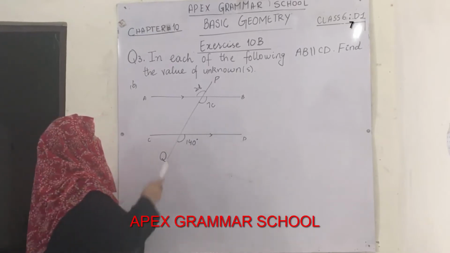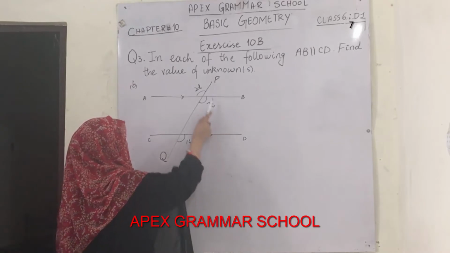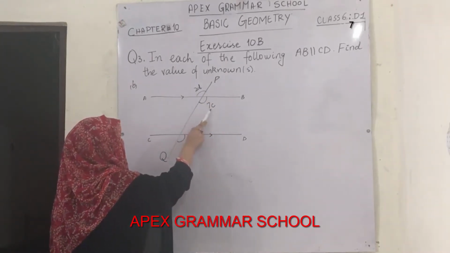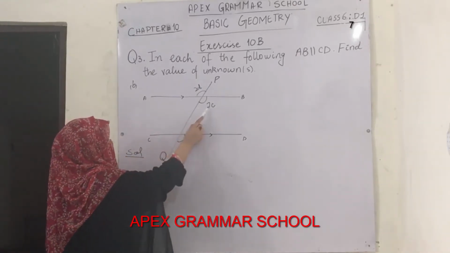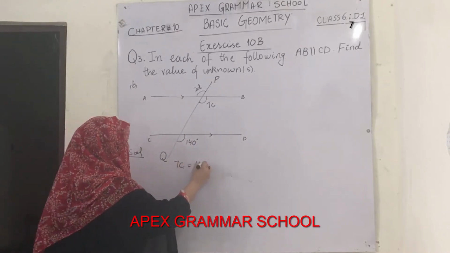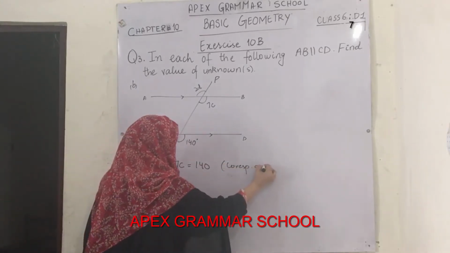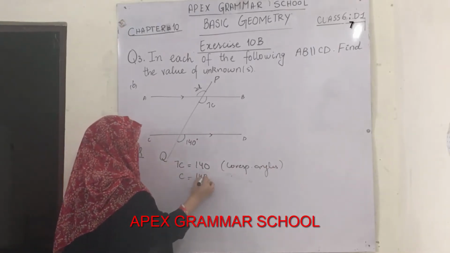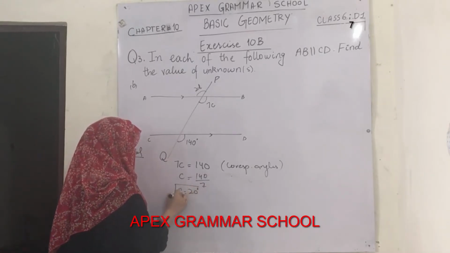Question number 3, B part. In the B part also, again you can see that AB is parallel to CD. There is a transversal line PQ, and there are two unknowns, first one is D and the other one is C. The solution of this question starts from here. You can see that 7C and 140 degrees are corresponding angles, hence they will be equal. 7C is equal to 140, corresponding angles. 7 is being multiplied with the variable, so on the other side it will be divided. After division, you will get the value of C to be 20 degrees.